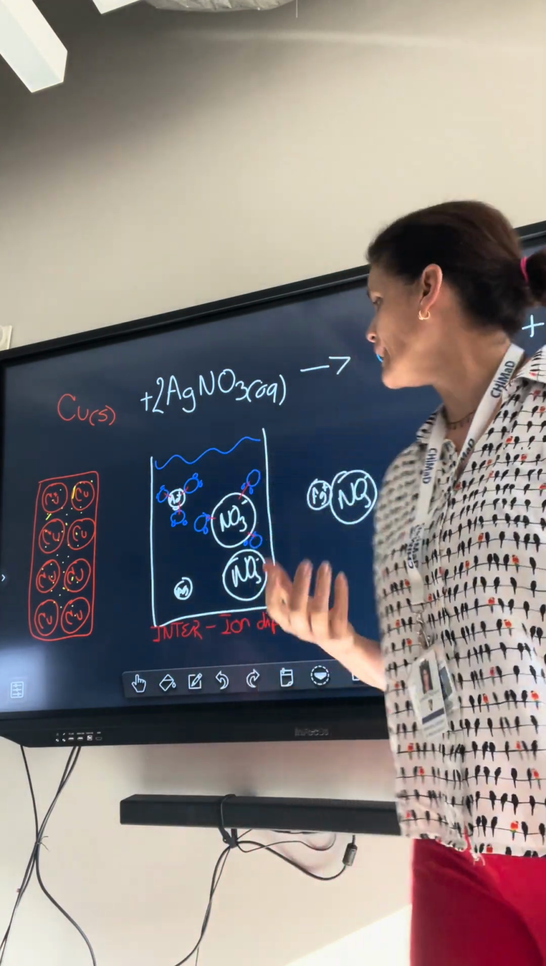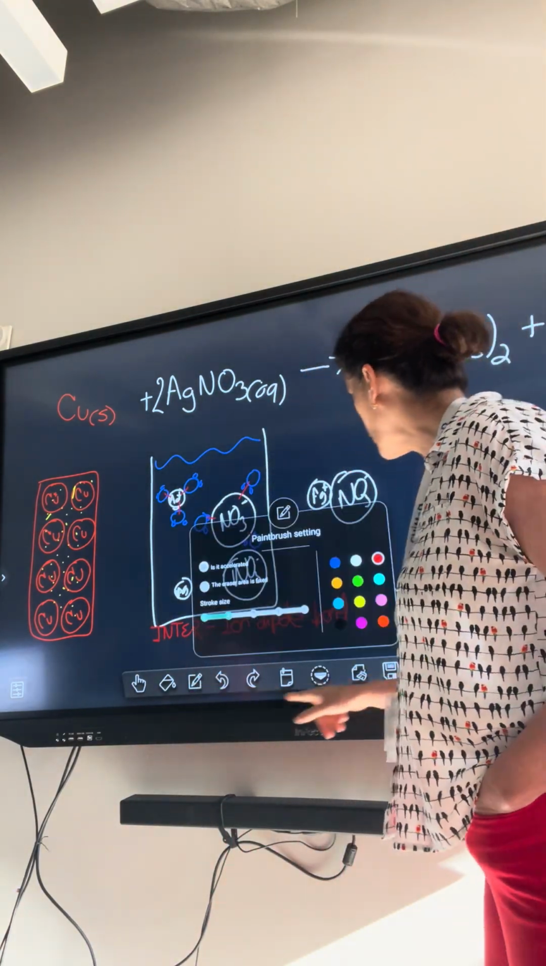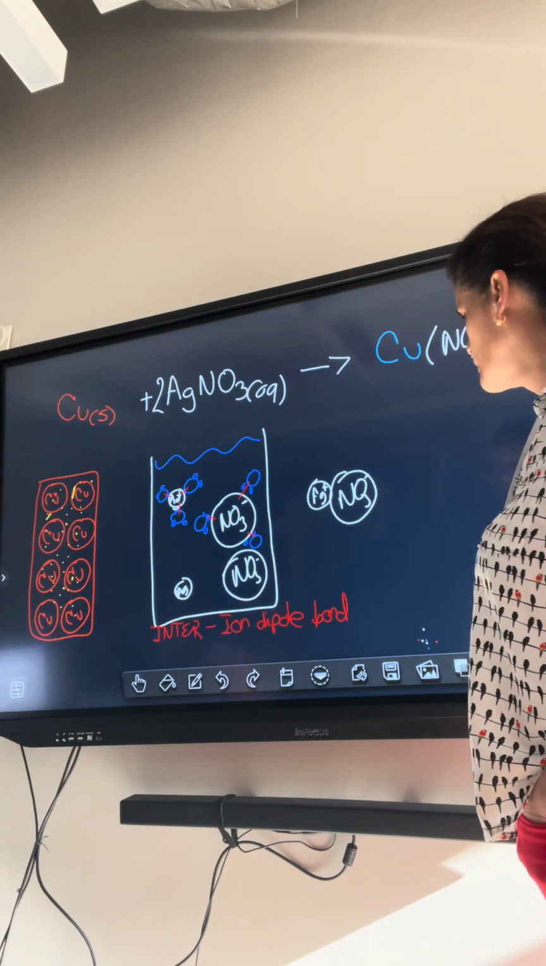There is a covalent bond in here. Can you see where the covalent bond will be?